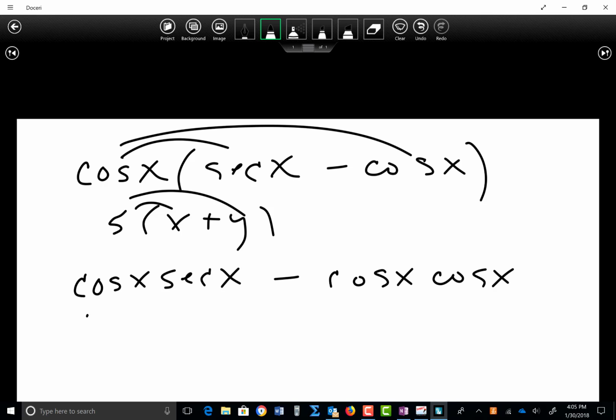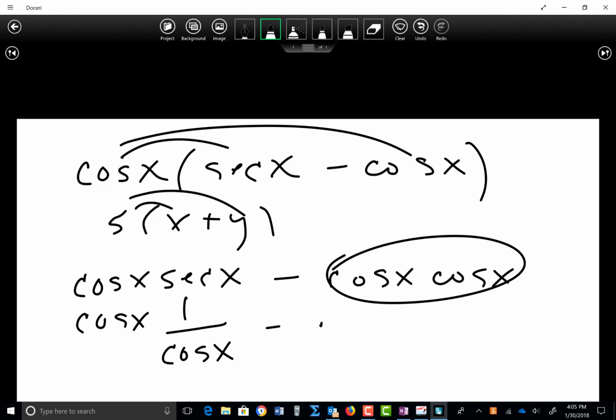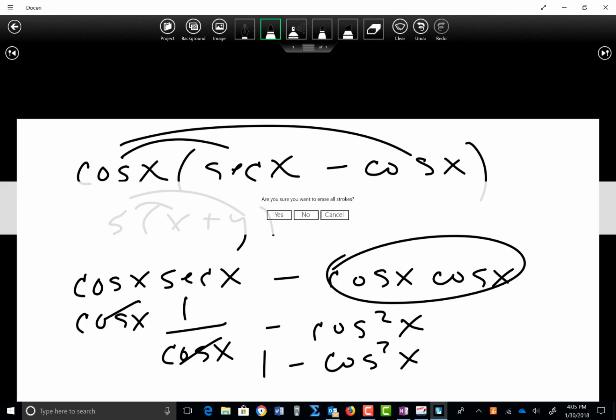So here we have cosine of x, and secant is also 1 over cosine of x. And cosine times cosine is cosine squared, so let's just go ahead and do that. These cancel, so we're left with 1 minus cosine squared x. Now remember that, let's clear this out so we can see. So now we have 1 minus cosine squared x.